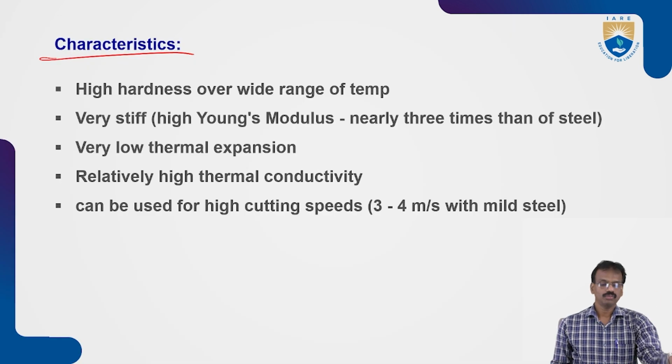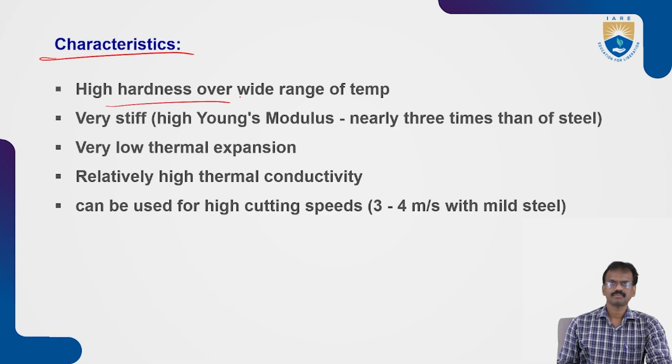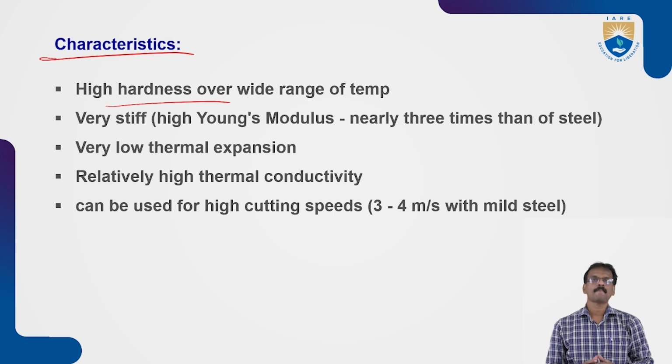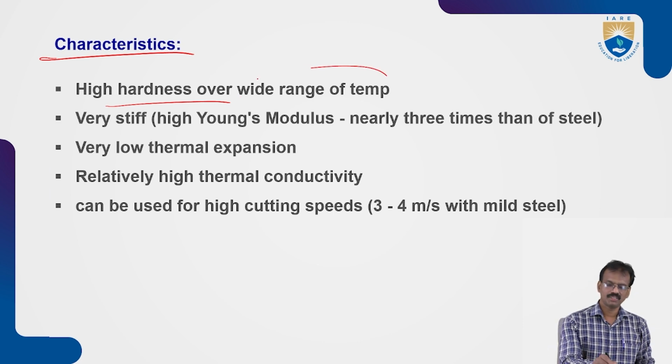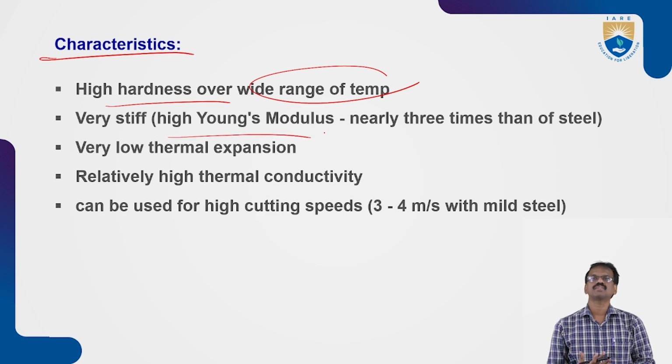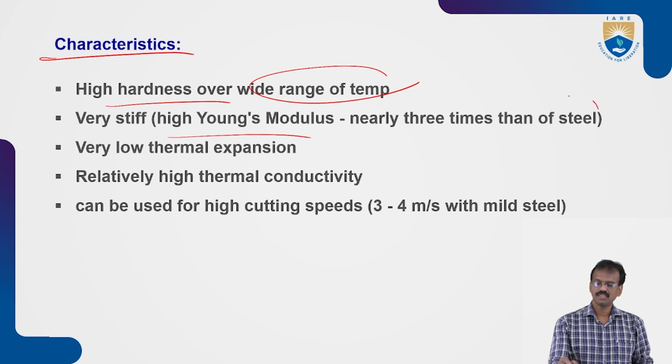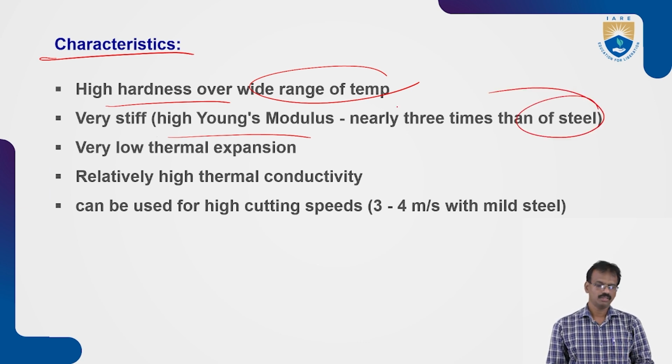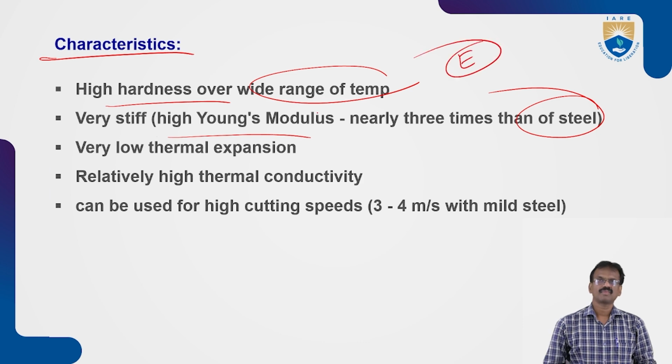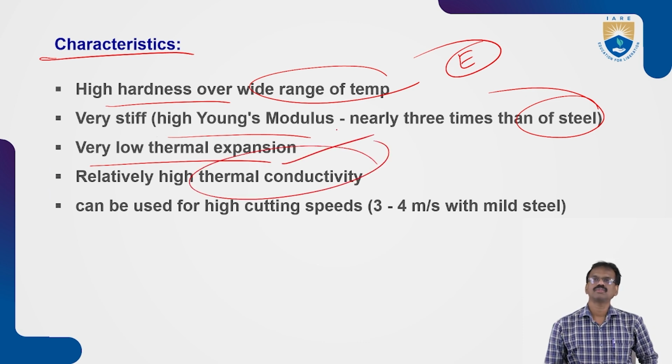Next, these have very high hardness over a wide range of temperatures also. They are very stiff because of the high Young's modulus, nearly 3 times that of steel. Thermal expansion is also very low, and thermal conductivity is relatively high. Through that property, the heat is lost easily to the surroundings by conduction.